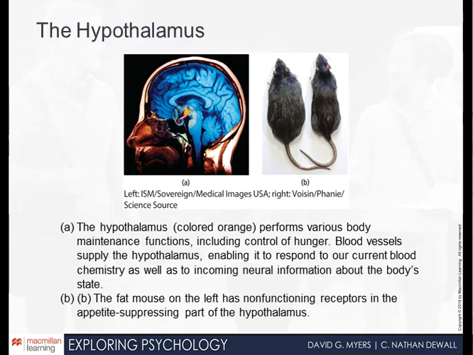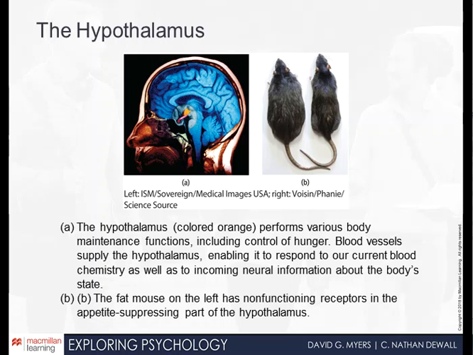Now, this slide talks about one of the brain structures which we've discussed several times already, the hypothalamus. Okay, so the hypothalamus, as you can see in the slide on the left here, performs various body maintenance functions, including control of hunger. Blood vessels supply the hypothalamus, enabling it to respond to our current blood chemistry, for example, the glucose, as well as to incoming neural information about the body's state. So all this information coming into this particular brain structure is going to be controlling to some extent how we're going to consume food. What are we going to do by our eating behavior?